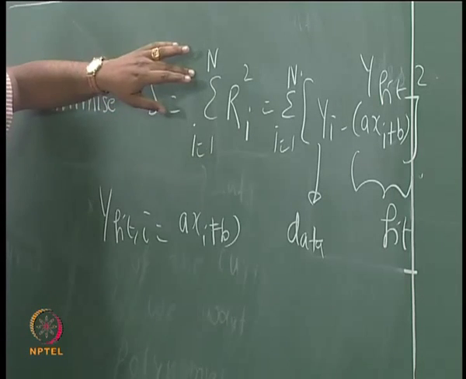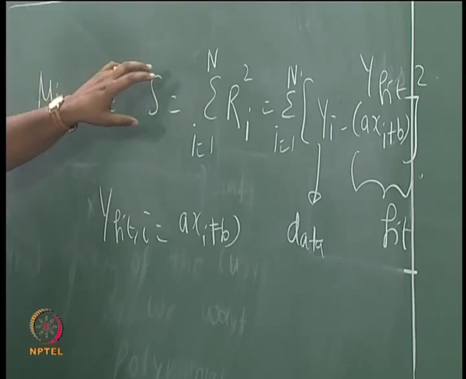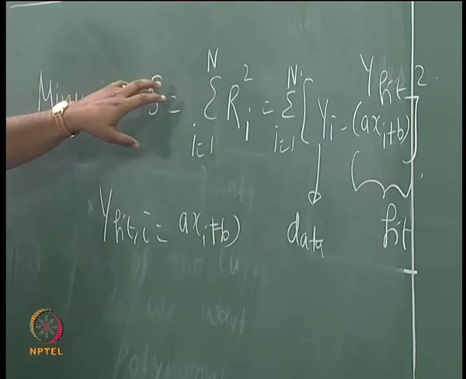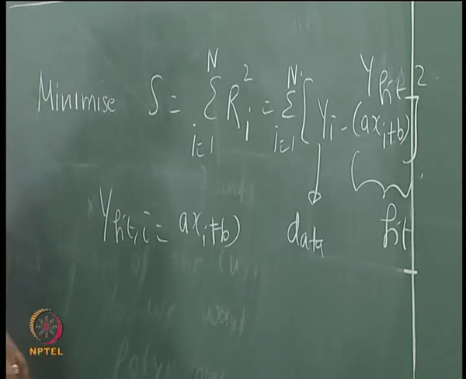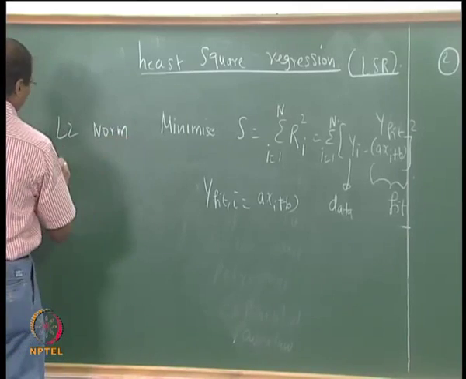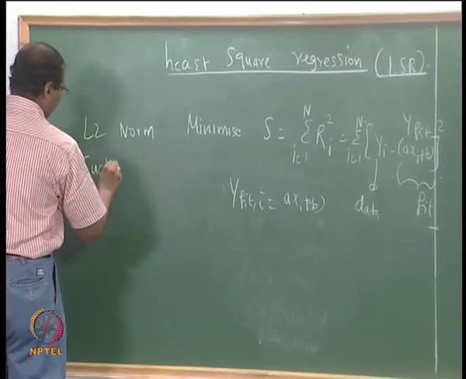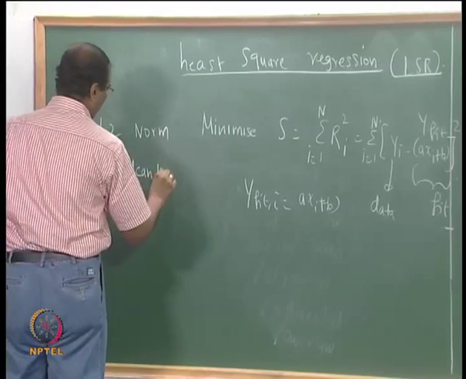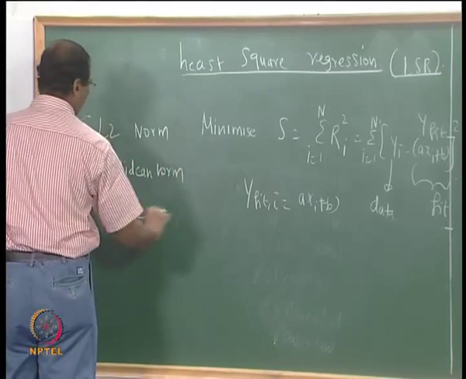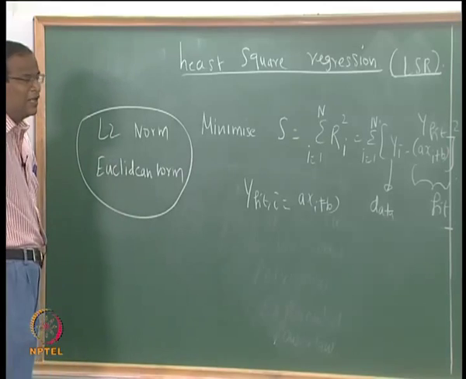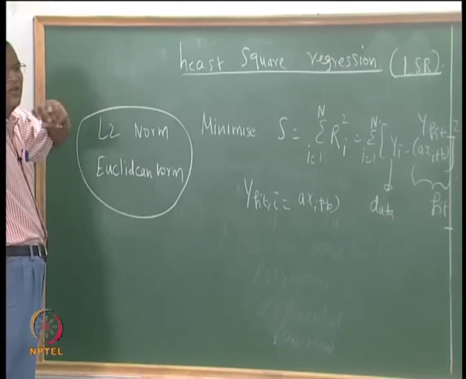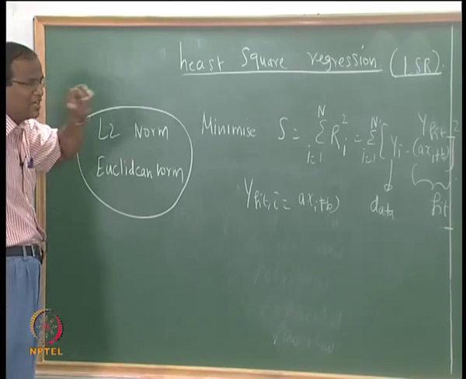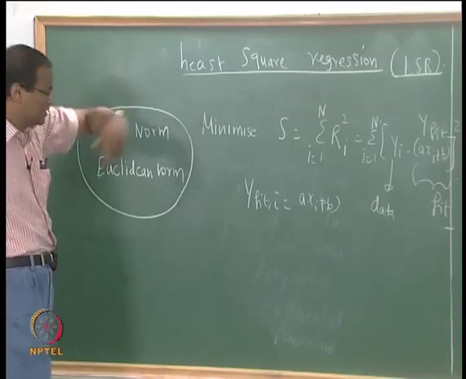This basically, as Deepak said, is what is called the Euclidean norm, the L2 norm. It has got very interesting intuitive physical interpretations, where it is quite insightful, which we will discuss in the next class.